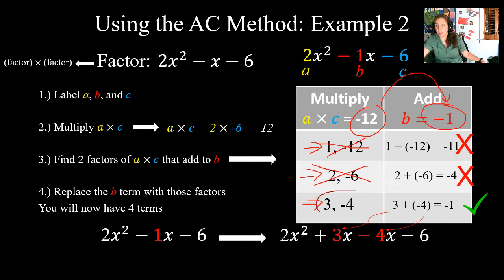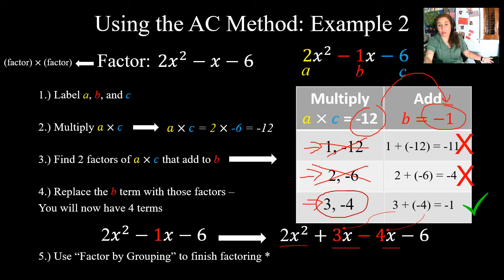All right, so I can do that. It's mathematically sound. But why did I replace my b term with those two factors, right? Because I wanted to use factor by grouping. And when I replace my b term with those two factors, I now have 1, 2, 3, 4 terms. So now I can, of course, do factor by grouping, which I'll finish on the next page. So let's take a look at that.